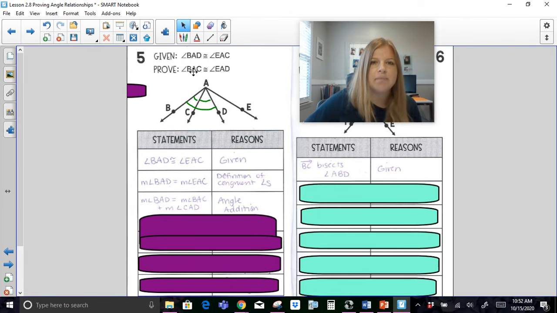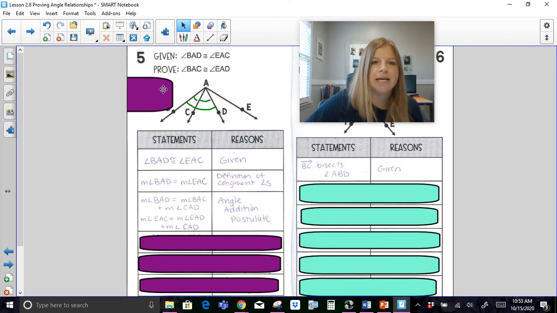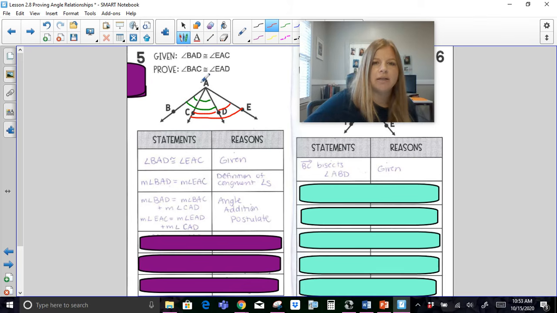And then I can say the same thing for EAC. So the measure of angle EAC, and I'm just going to use another color, the measure of angle EAC is made up of these two smaller angles being added up. So it's the measure of angle EAD plus the measure of angle CAD. So I've got the bigger angle being broken up into two smaller angles, and I have these statements here.